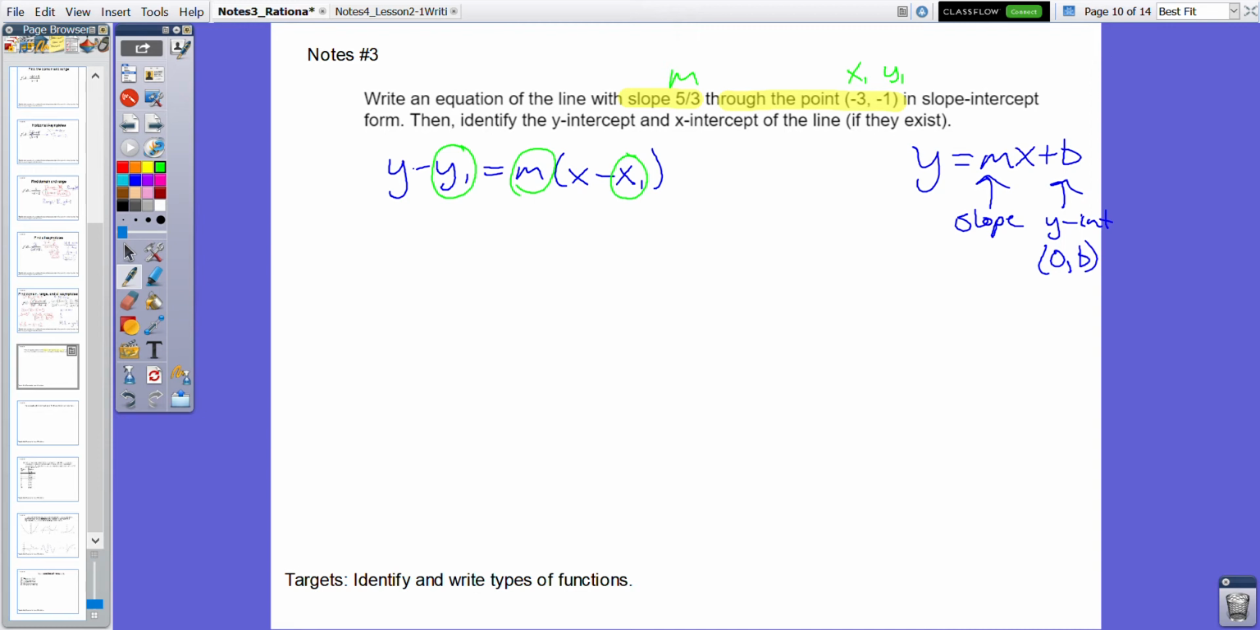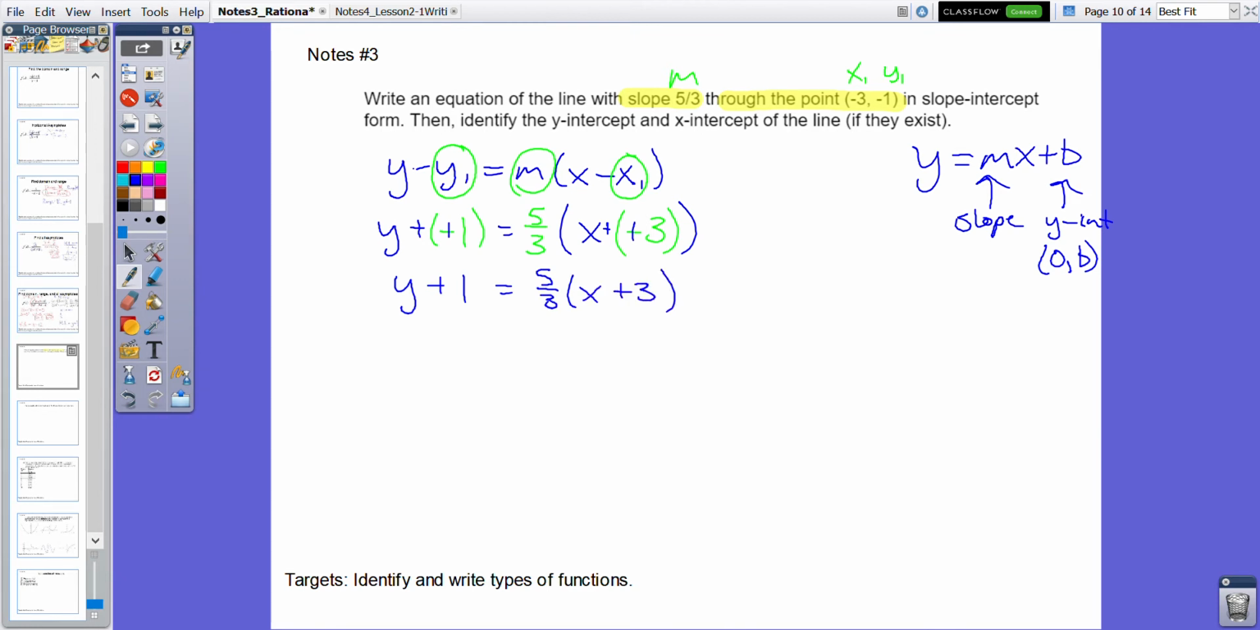So we replace y1 with -1. We replace m with 5/3. And we replace x1 with -3. Everything else stays the same. So y minus y1 equals m times x minus x1. Now obviously we have a lot of negatives going on here. We want to simplify those. So we're going to use keep, change, change, the rule that says when we subtract a negative, it becomes a positive. So plus, plus here. Now we're left with y plus 1 equals 5/3 times x plus 3.